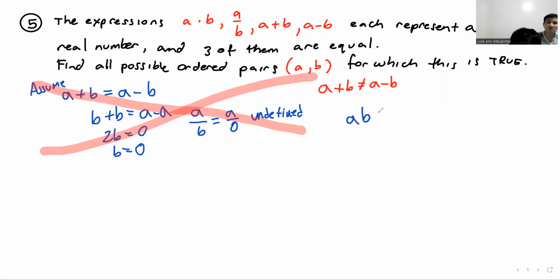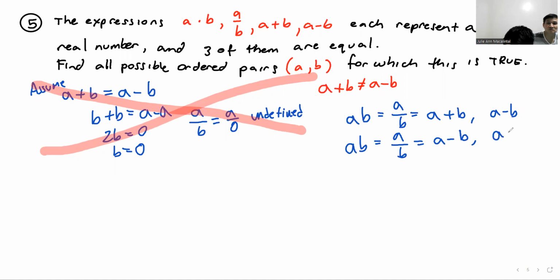So we can now say a plus b is not equal to a minus b. From the fact that a plus b cannot be equal to a minus b, there are only two possibilities for which three expressions are equal. One is ab equals a over b equals a plus b, but this excludes a minus b. The other is ab equals a over b equals a minus b, but this time we exclude a plus b, because these are not equal.